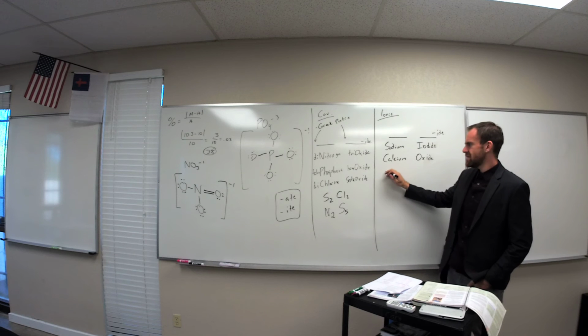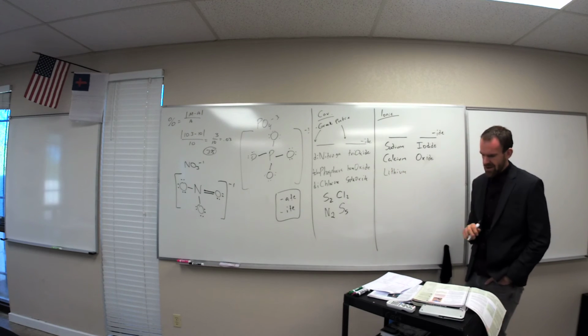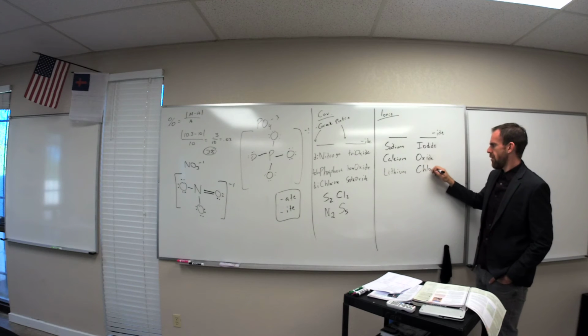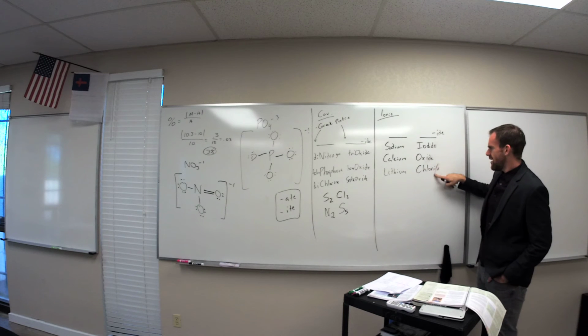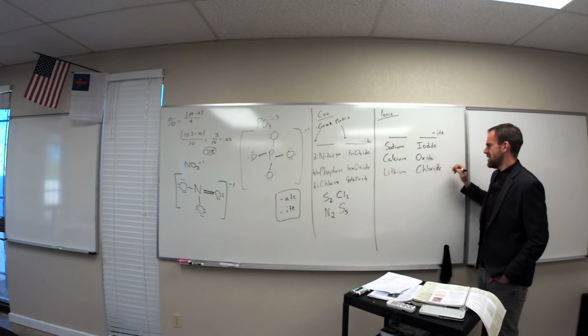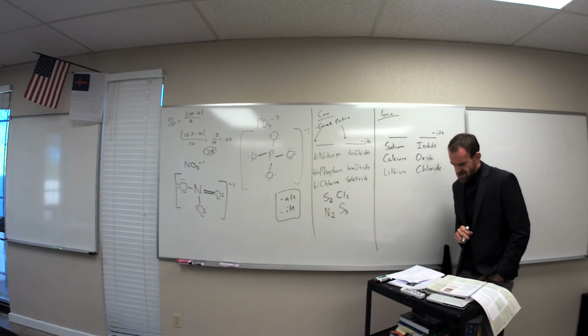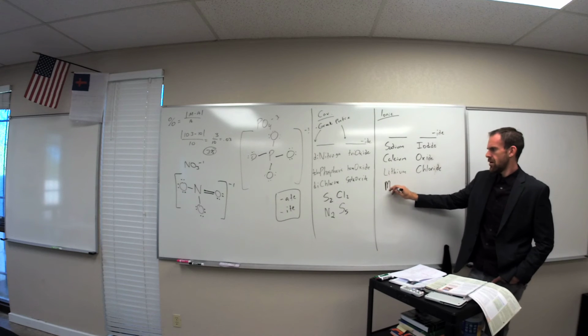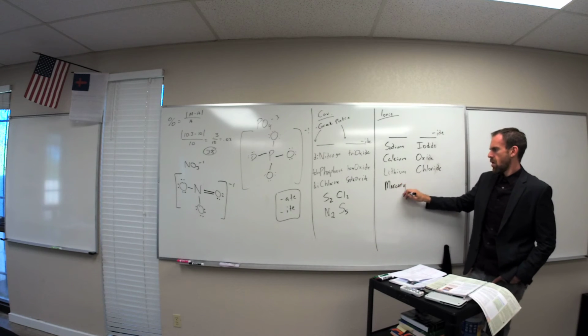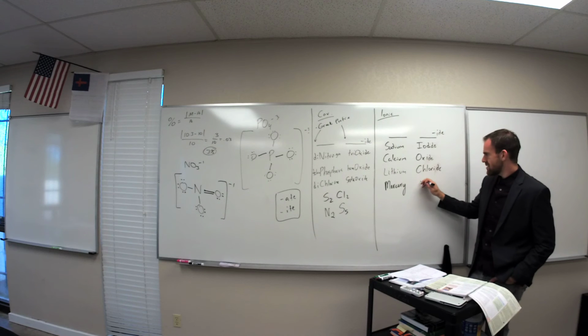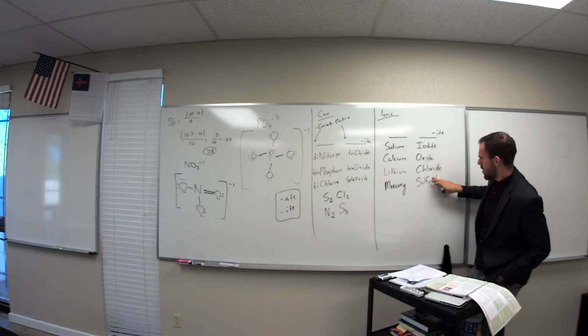LiCl. Li is lithium. Cl is chlorine. Take off that -ine and add -IDE. Lithium chloride. Hg is mercury. S is sulfur. Chop the ending.